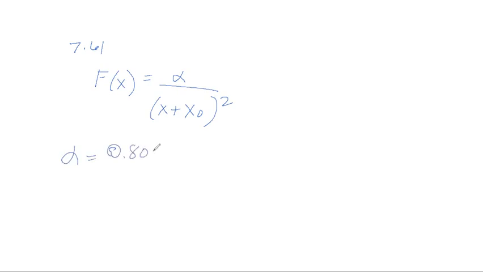7.61 is a calculus problem. It reads, the conservative force F is in the positive x direction and has magnitude F of x equals alpha, I guess, divided by x plus x naught, quantity squared, where alpha equals 0.800 newtons times meters squared, and x naught equals 0.200 meters. What is the potential energy function U of x for this force?